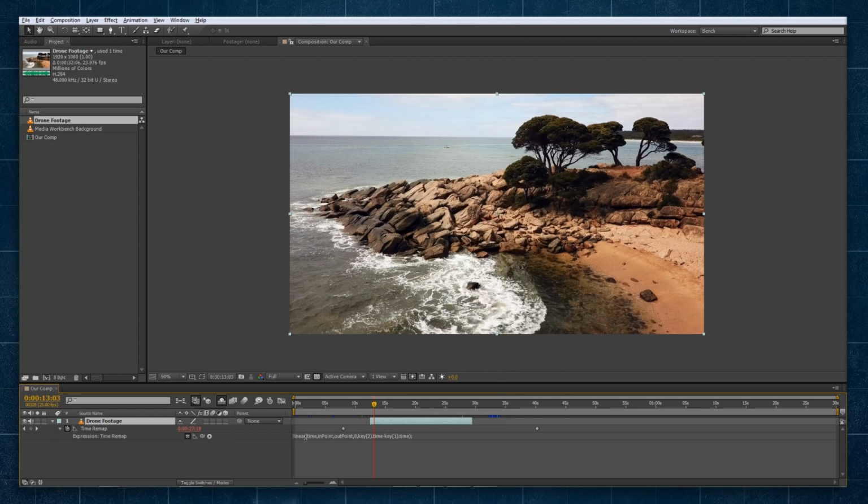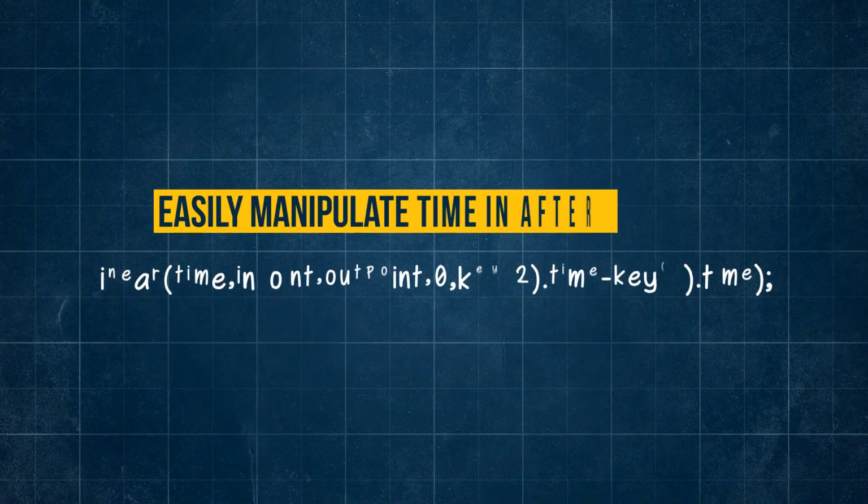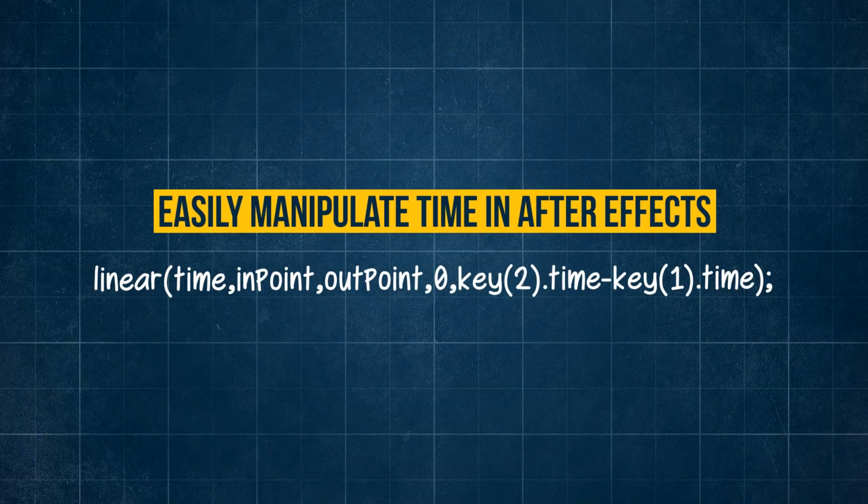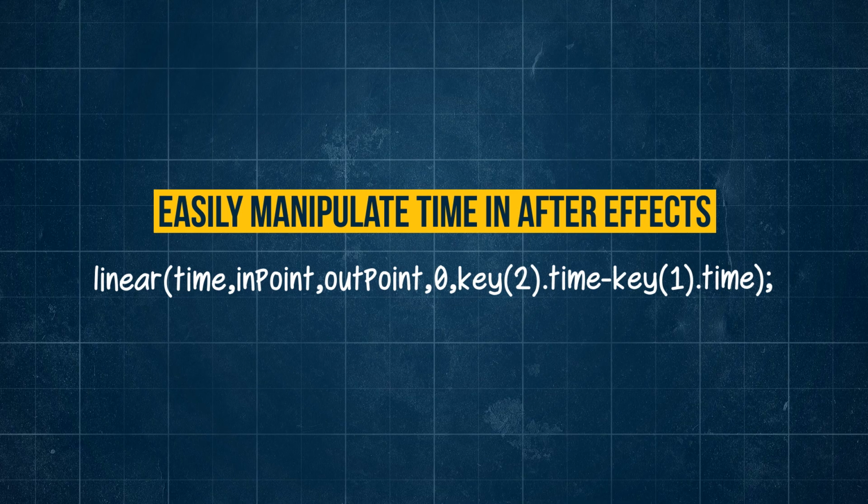But that's how you easily add in this expression in order to manipulate time, and it makes this layer a whole lot easier to work with when cutting it to different songs. I might move it around, whatever I might want to do with this layer. And that's how you easily manipulate the speed of layers using a simple expression in Adobe After Effects.